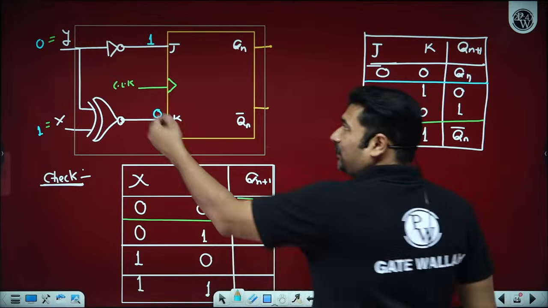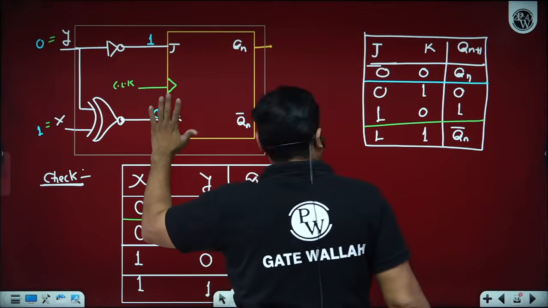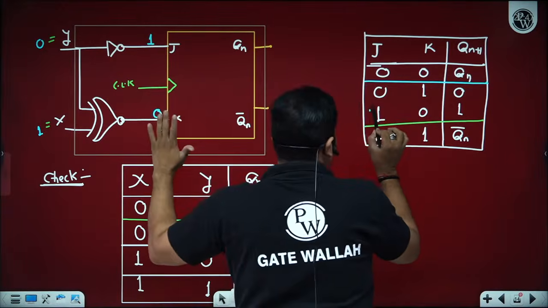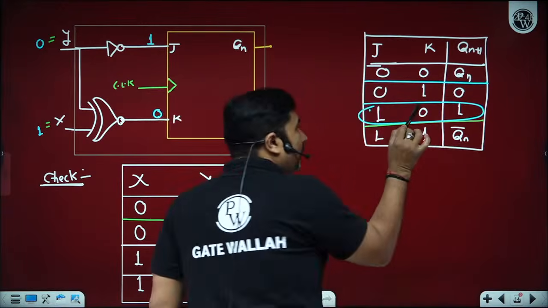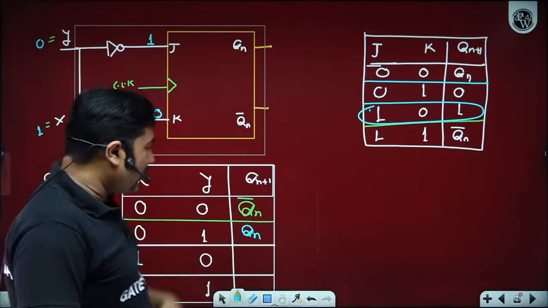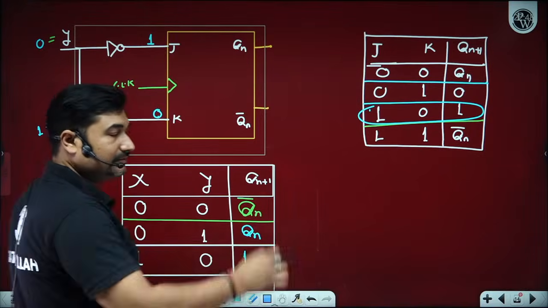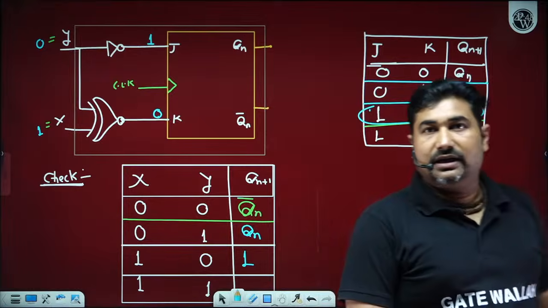Before applying clock pulse, first find input to the flip-flop. Then apply the clock pulse and follow the truth table. Now we have an input to the flip-flop 1, 0. For JK flip-flop 1, 0, next state will be 1. Is it okay? Yes, sir.